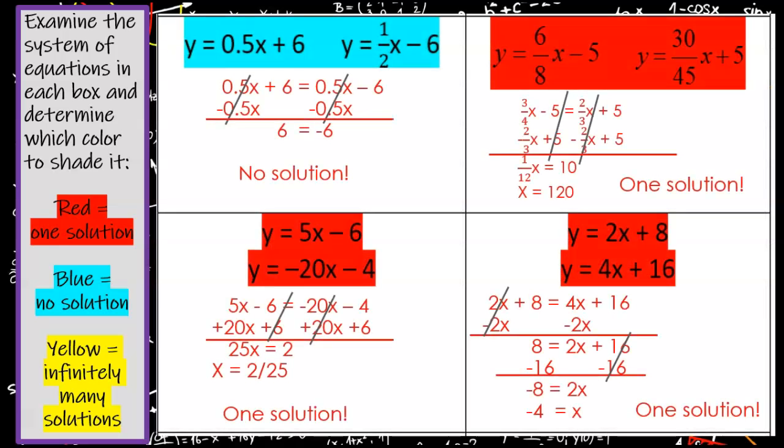All right, so 0.5x plus 6 is equal to 0.5x minus 6. If we subtract 0.5x on both sides, that cancels, leaving us with 6 is equal to negative 6, which is not true. So this one is no solution.